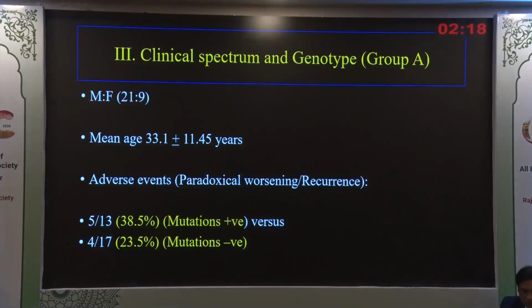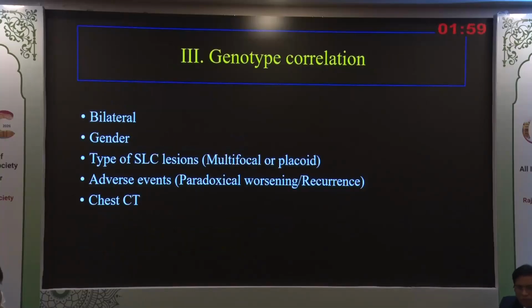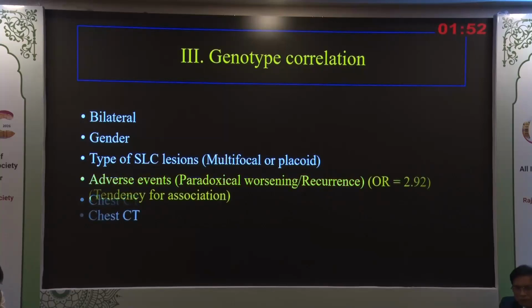The third part of the results was clinical spectrum and genotype correlation. We had 21 males and 9 females in group A with mean age of 33 years. The adverse events like paradoxical worsening and recurrence were seen in 38.5% in patients with variations as compared to 23.5% in those with no variations. We did not find any genotypic correlation with bilaterality, gender, type of SLC lesions, adverse events, or chest CT findings. However, the odds ratio of adverse events was 2.9, suggesting its tendency for association with presence of complement factor variations.